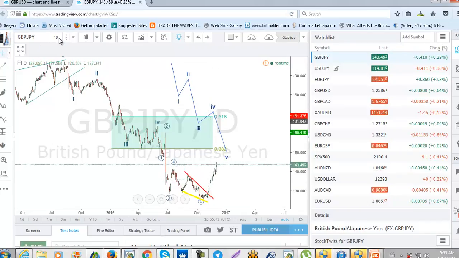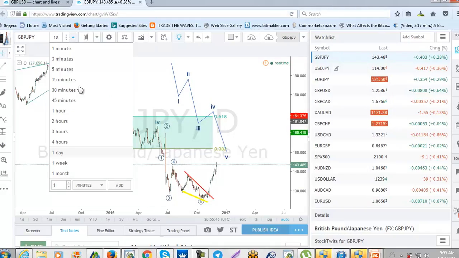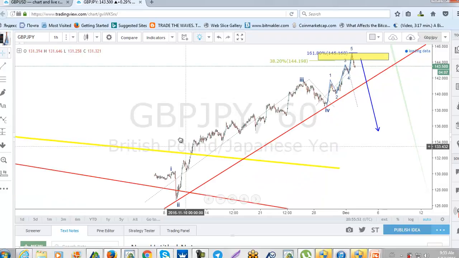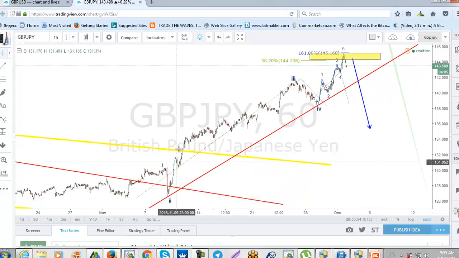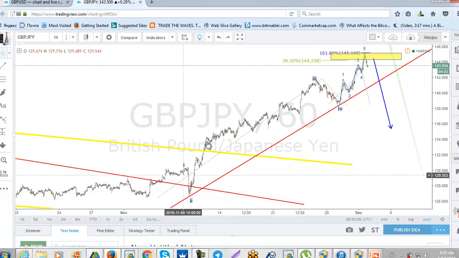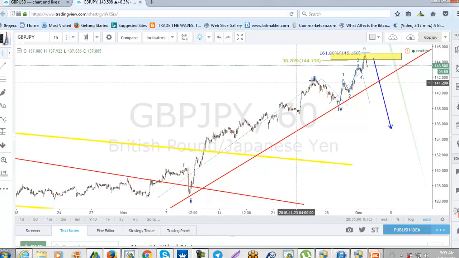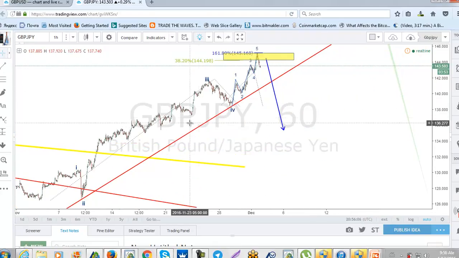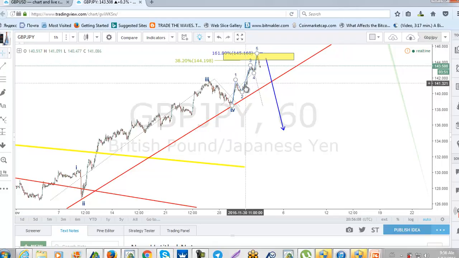So let me go to a lower time frame. Let me go to the 1 hour time frame so that we can see it clearly. Okay, fine. So this is the breakout we're looking at. Look at this breakout. It was actually a very well-formed 5-wave move, 1, 2, 3, 4, 5, which is actually what we are expecting.